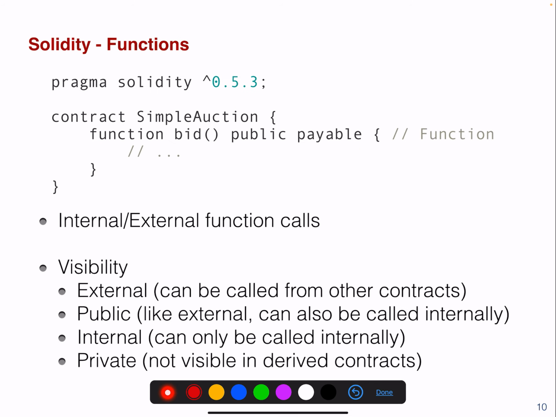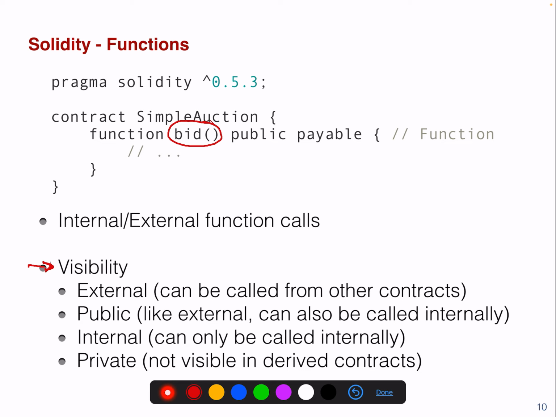So what is a function? A function is basically, here, for example, the function bid is a function that you can call within this smart contract. And by default, they're public. So this means everybody can call them. And you can define internal and external function calls. And there are several visibility parameters that you can specify. For example, external, which means it can be called from any other contract.